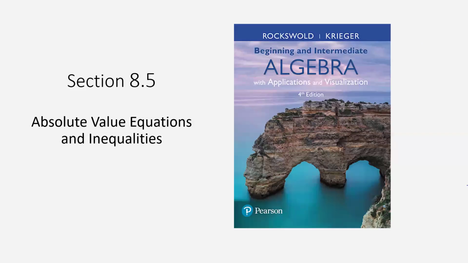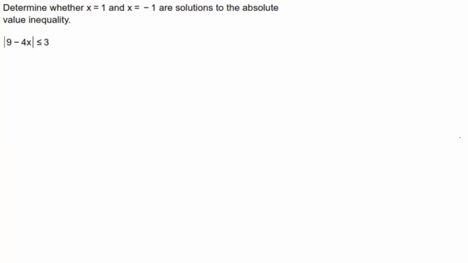All right, here we're on section 8.5, and we're going to work some exercises on the absolute value equations and inequalities. All right, so the first one says we're supposed to determine whether x equals 1 and minus 1 are solutions to the given absolute value inequality here. So what we're going to do is plug both in and see if it works.